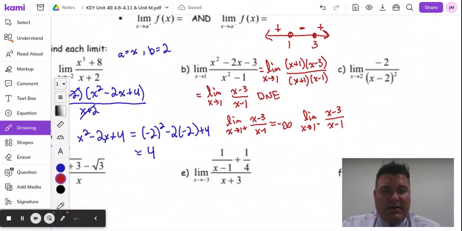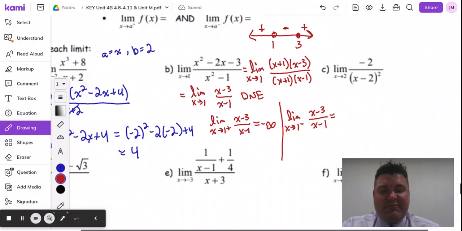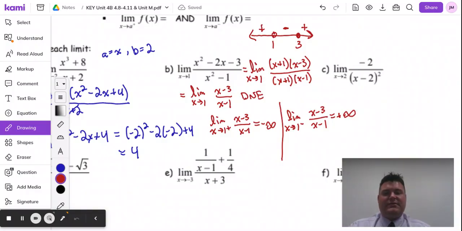Okay, and then from 1 to the left, I have positive values. That's a positive infinity. So I just found these infinite values because I know it's a vertical asymptote, and because I did my number chart or my sign analysis of when I'm positive and negative. So at 1, I know I have vertical asymptote. Just got to figure out what I got right there.